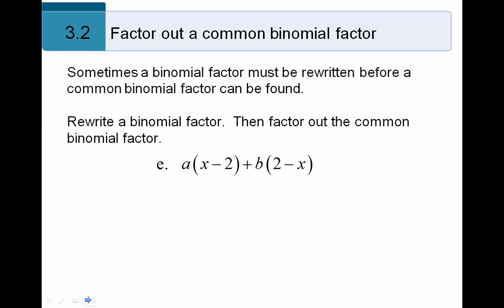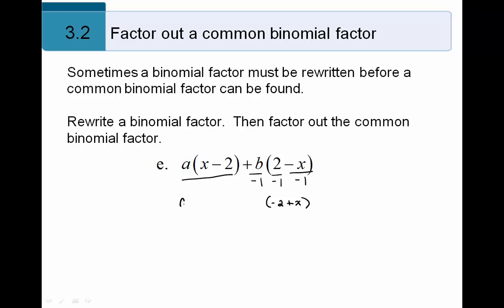Our first term is a multiplied by x minus 2. But notice the x is positive in this first term and the 2 is negative. And if you look here, notice the 2 is positive and the x is negative. So what I'm going to do on this side is factor a negative 1 out of here. And by doing that, 2 divided by negative 1 will make this a negative 2, and negative x divided by negative 1 will make that a positive x.